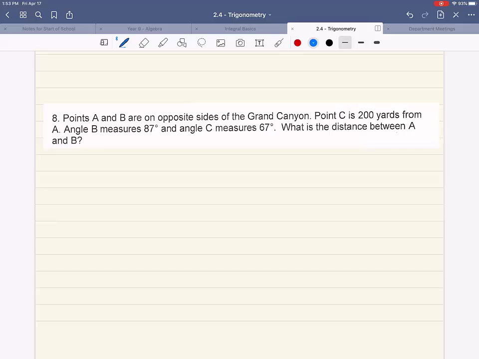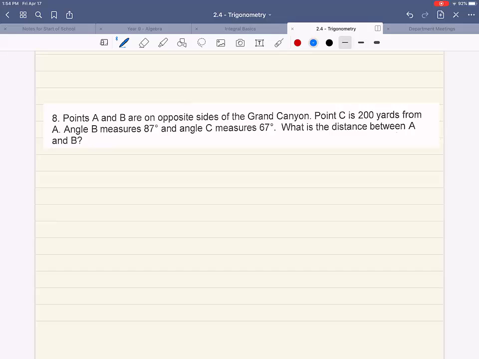This problem states that points A and B are on opposite sides of the Grand Canyon. The Grand Canyon, for those of you who don't know, is a very popular landmark in the United States. It's in the states of Arizona and New Mexico. It is a very, very big hole in the ground, basically. And it is one of the prettiest natural landmarks in the U.S. And I have been there. It's really great. So we have this huge canyon, and we have 2 points on either side, point A and point B. So I'm going to keep reading.